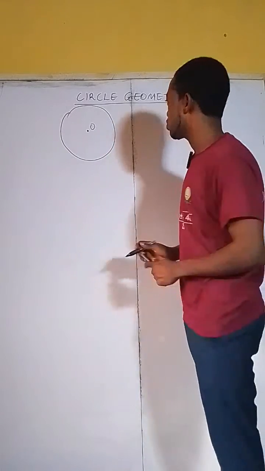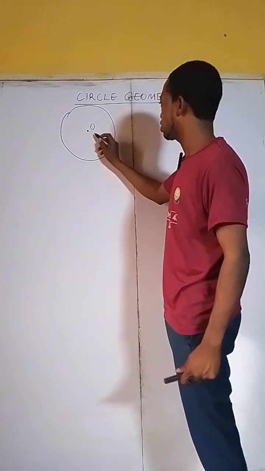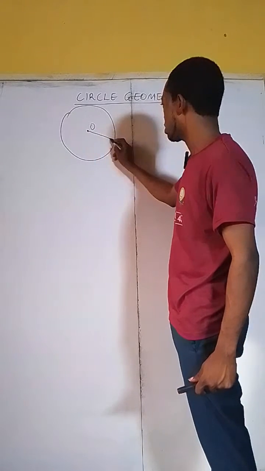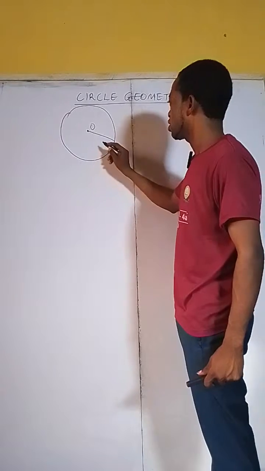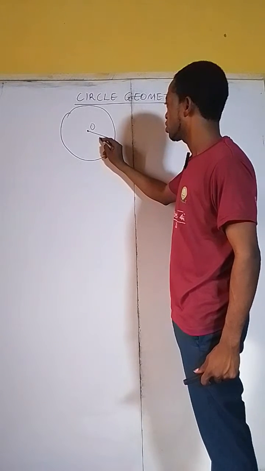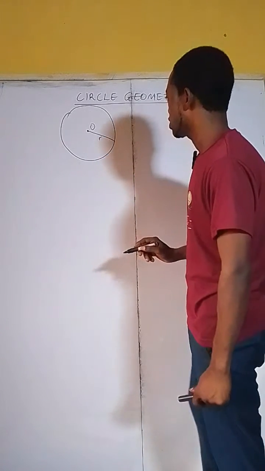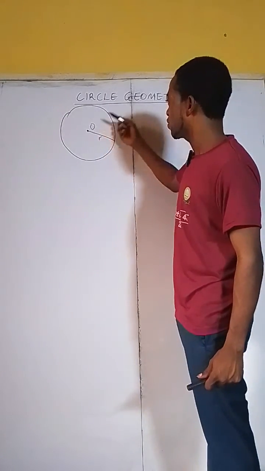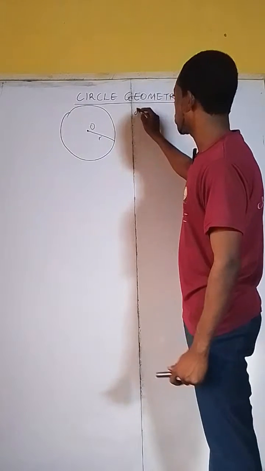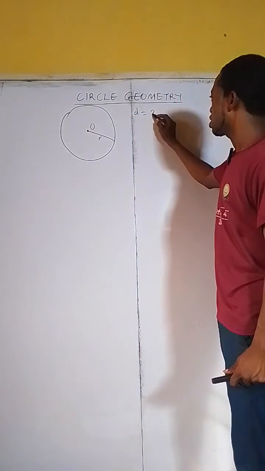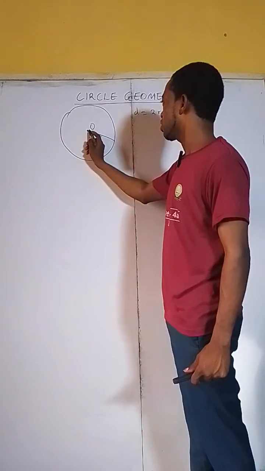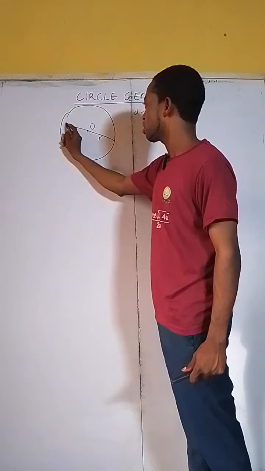Then there are some parts of the circle that we need to understand. A line drawn from the center of the circle to any part of the circumference is what is called radius. So this line is a radius. And also we have a diameter. Diameter is 2 radius. That's 2r. So when we balance this, we have another radius from here to here.